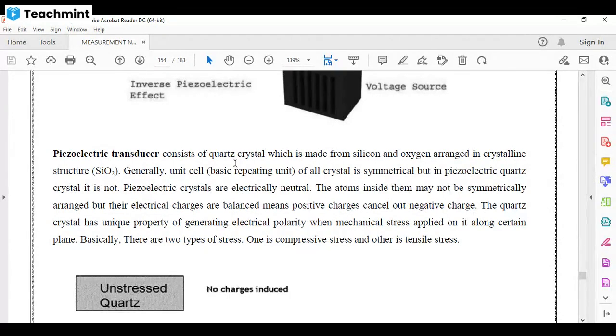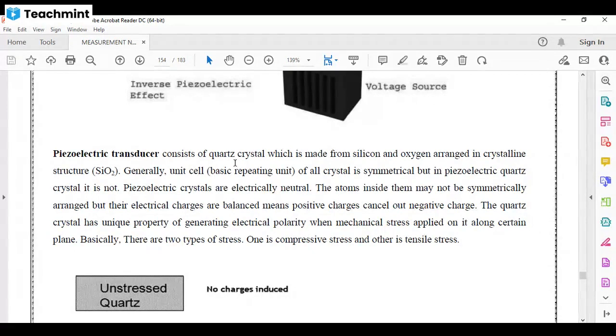Actually, what happens is that piezoelectric crystals are electrically neutral, and the atoms inside them may not be symmetrically arranged, but their electrical charges are balanced, meaning that positive charges cancel out negative charges. And the quartz crystal has a unique property of generating electrical polarity when mechanical stress is applied on it along a certain plane. And basically there are two types of stress.